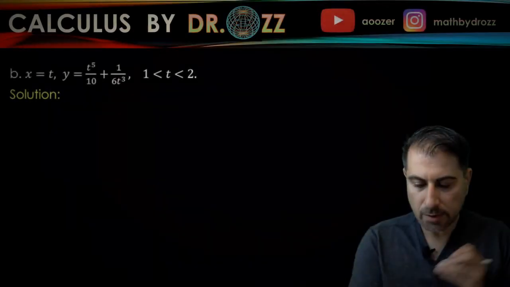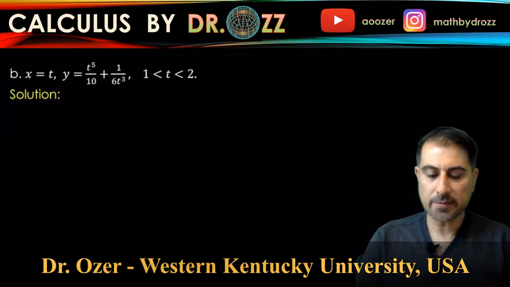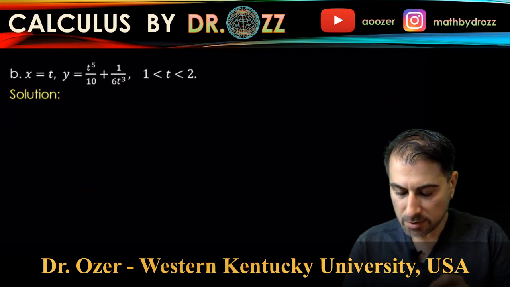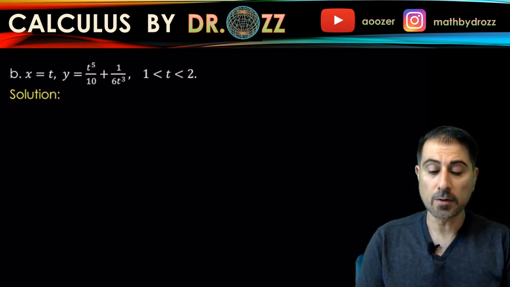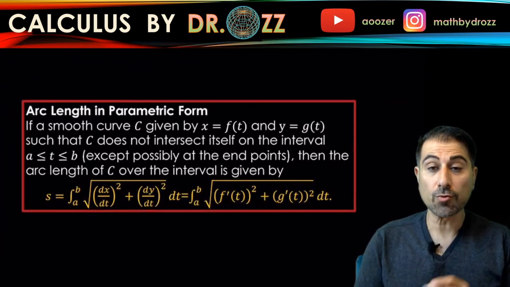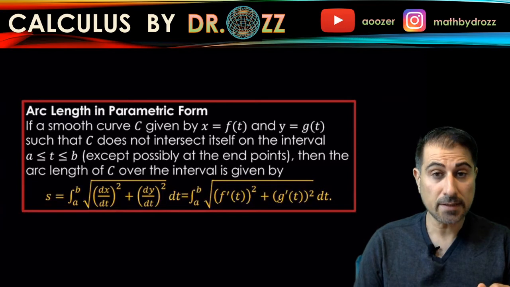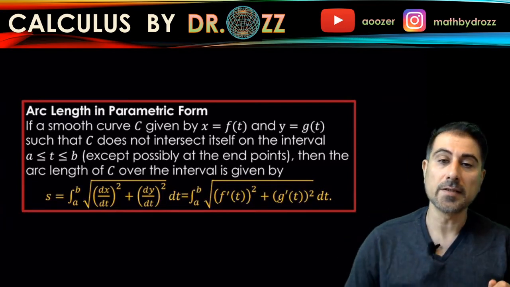All right, let's take care of part B. We have x equals t and y equals t to the fifth divided by 10 plus 1 over 6t cubed. And let me just remind you the arc length formula for curves in parametric form. We only need dx over dt and dy over dt to write down this integral.